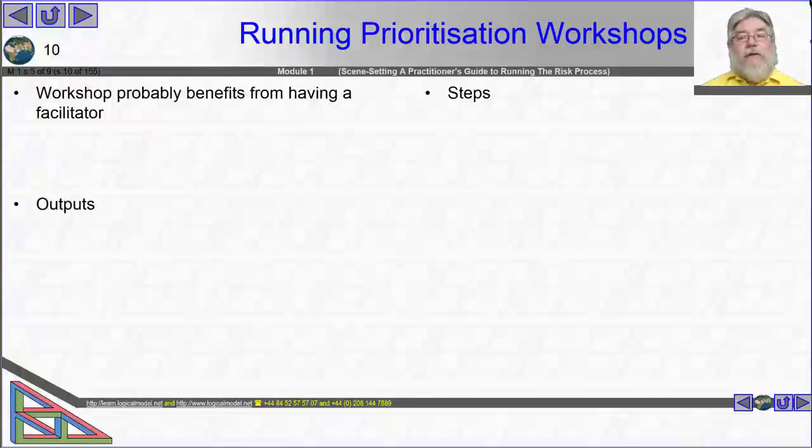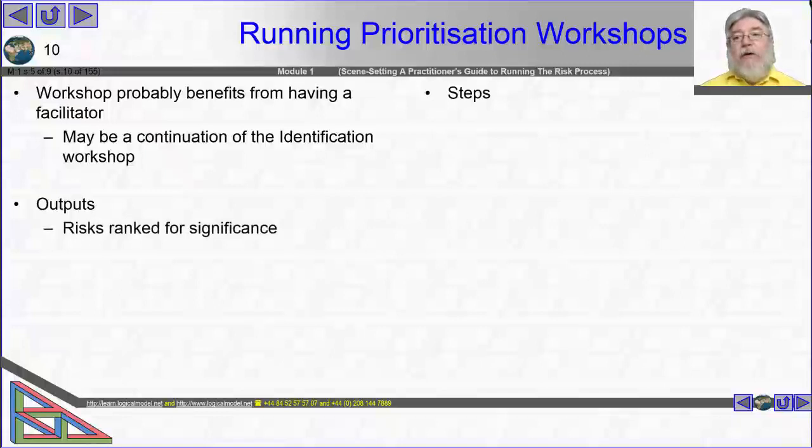So first things first, go through all your risks as quickly as possible, particularly if this is a continuation of an identification workshop, where the identification workshop has thrown up quite a few risks, more than you're going to be able to do in the prioritization workshop. Go through and do a bit of a triage and say which ones out of these do we want to discuss first. And our output from the session in total will be our risks ranked for significance.